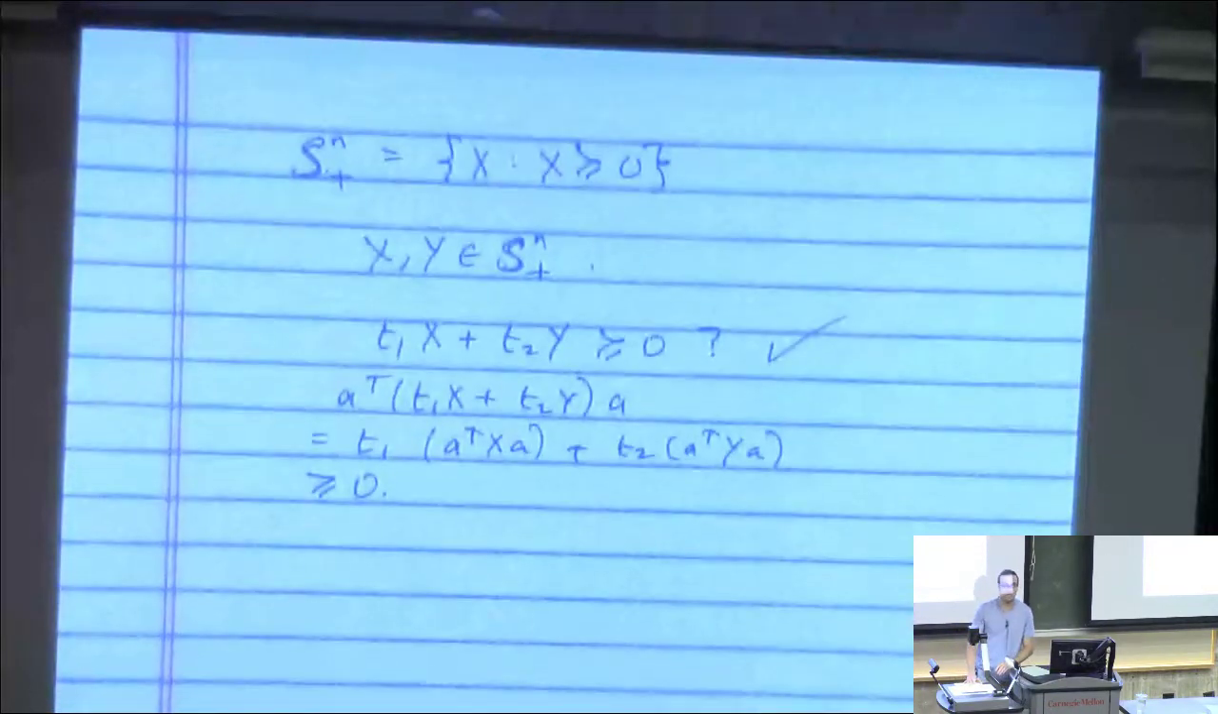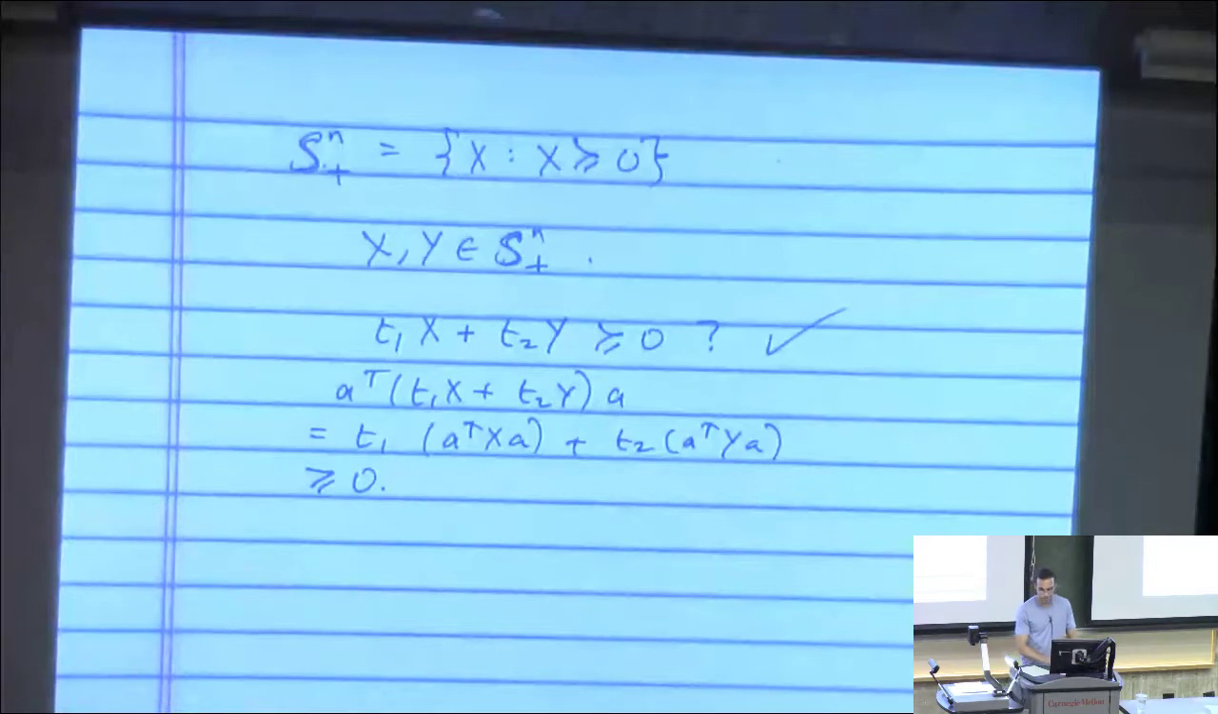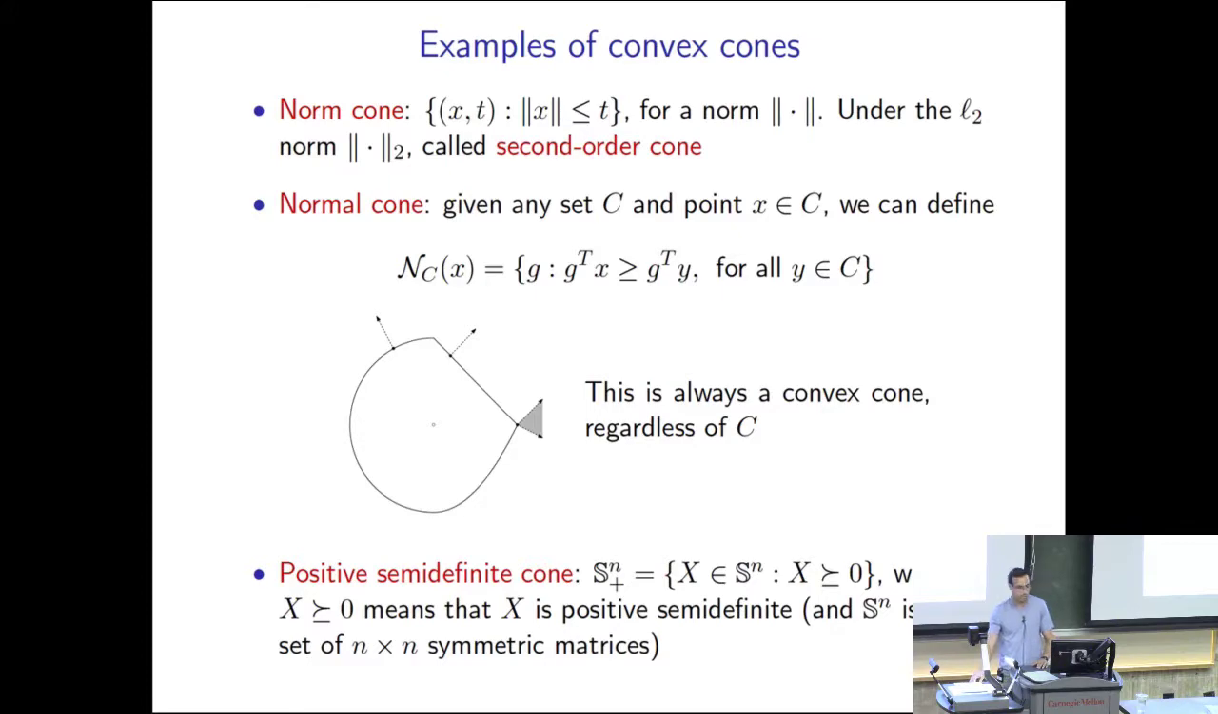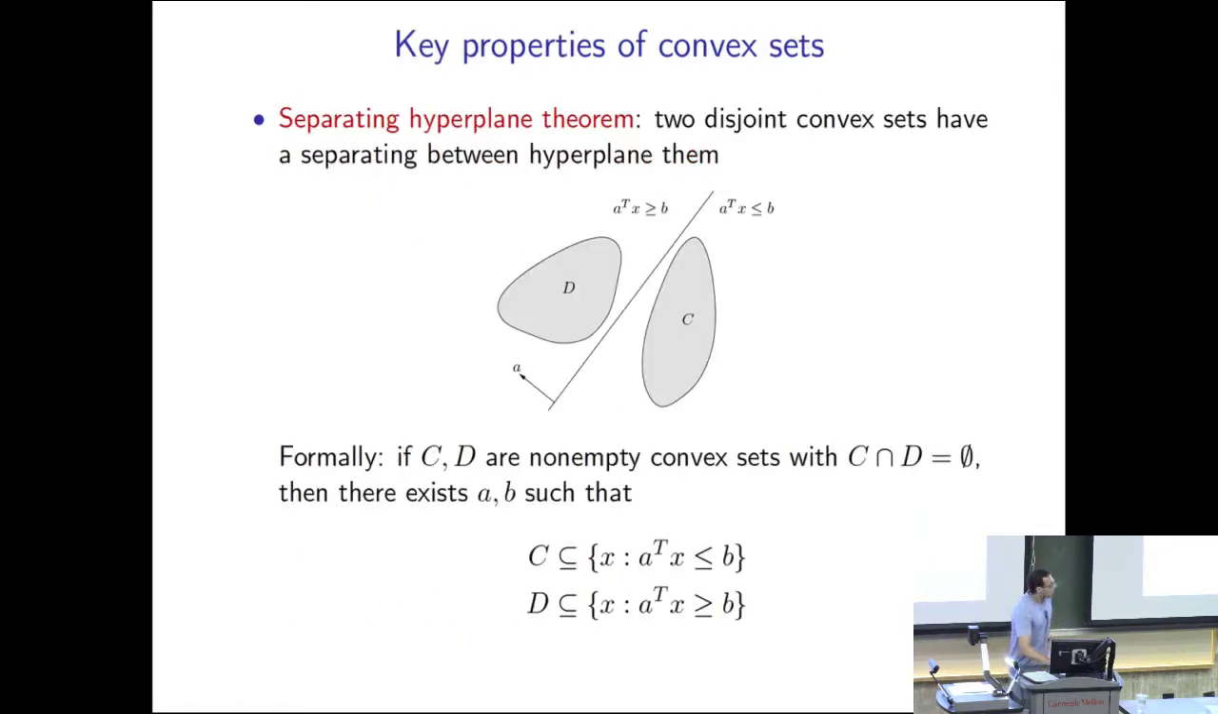Okay, I just want to do one example since I keep claiming that it follows from the definition. The rest of the examples that I claimed were convex or convex cones require this level of argument. So it's really just right from the definition. Okay, so moving into some more interesting stuff. What are some key properties of convex sets?